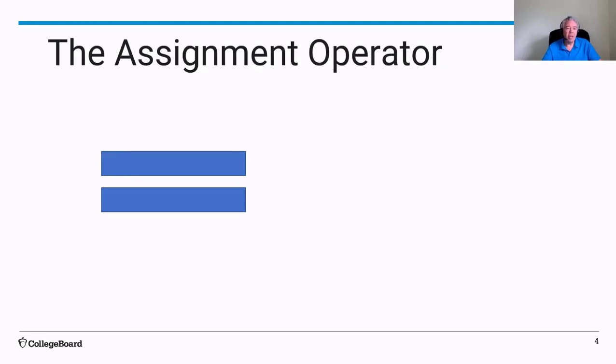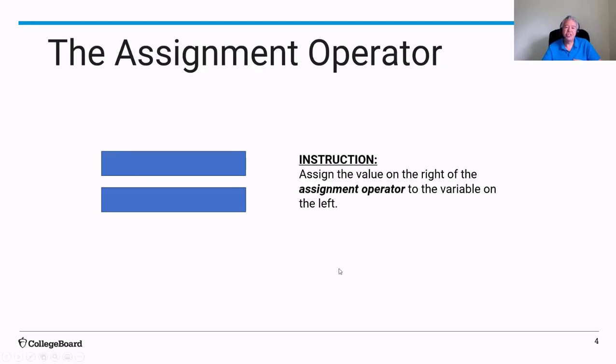In Java, the equal sign is an instruction. It's telling the compiler to assign the value on the right of the assignment operator to the variable that's on the left. And I want to stress the words value and variable. We have a value on the right-hand side. It could be a literal value. It could be a calculated value, but it's on the right-hand side of the equal sign. We have to have some kind of variable, some kind of container that we can store that value in, on the left-hand side.